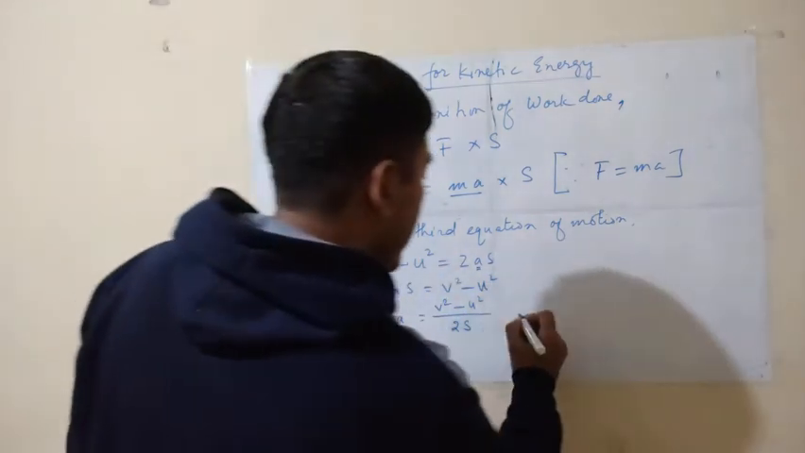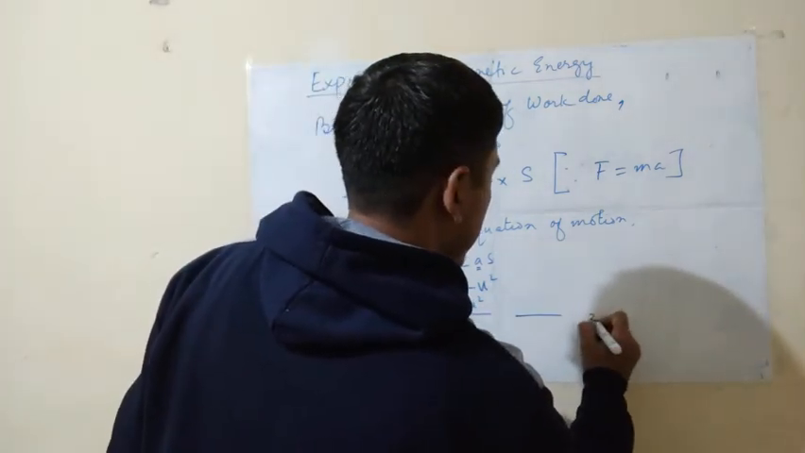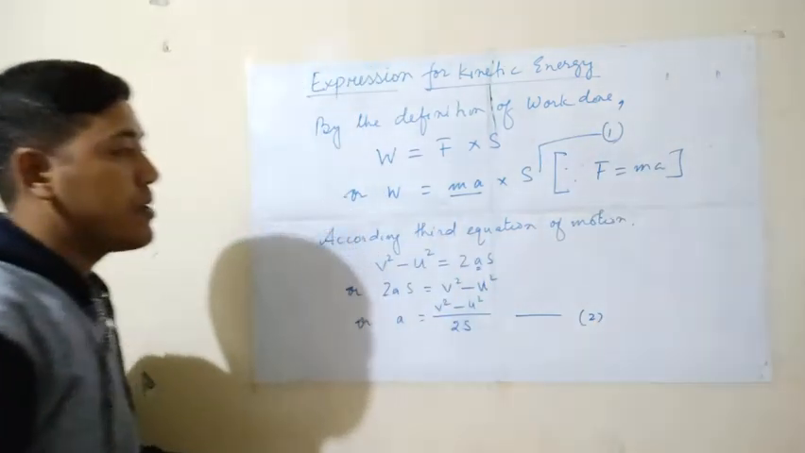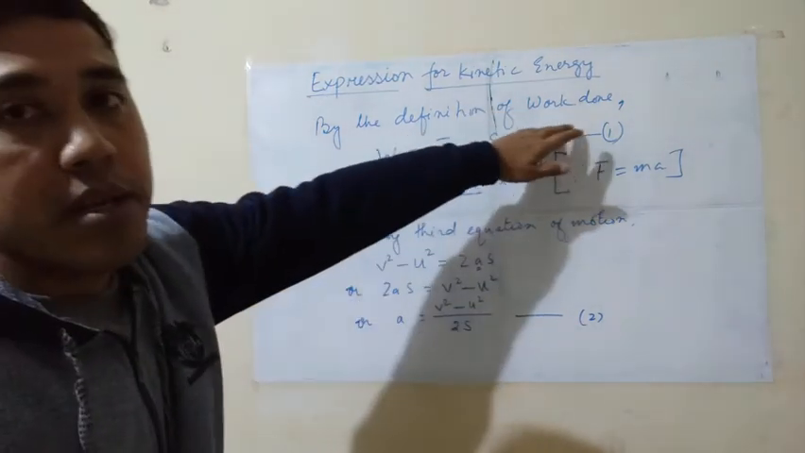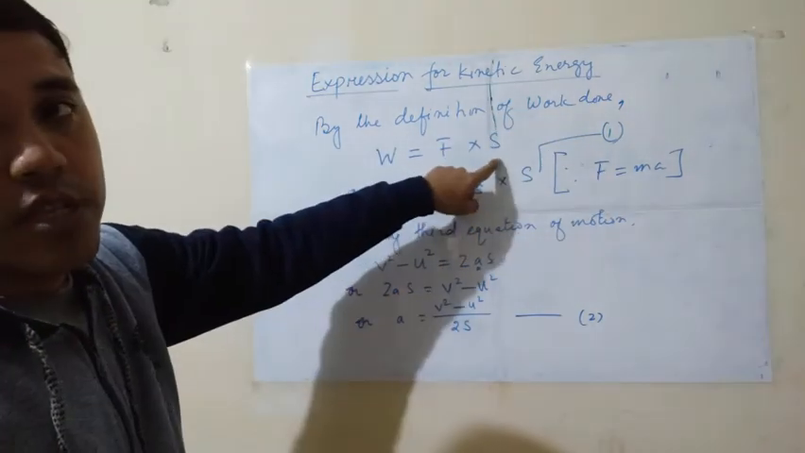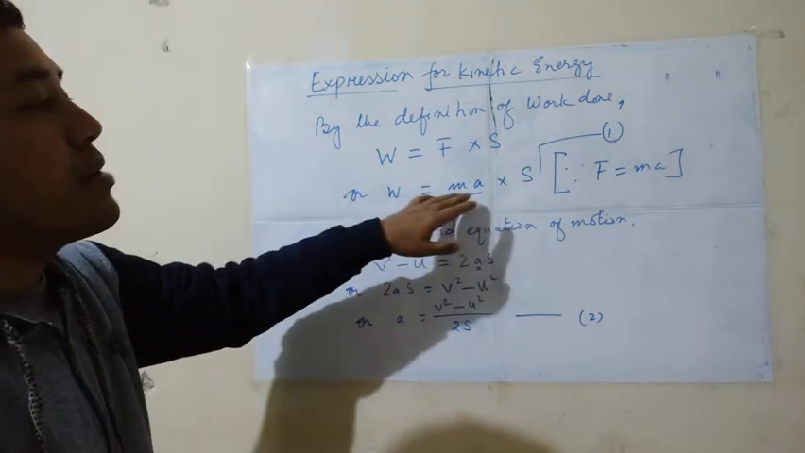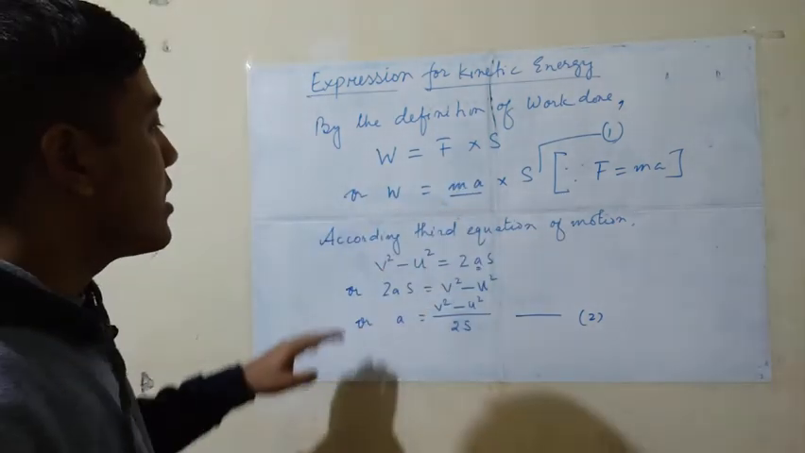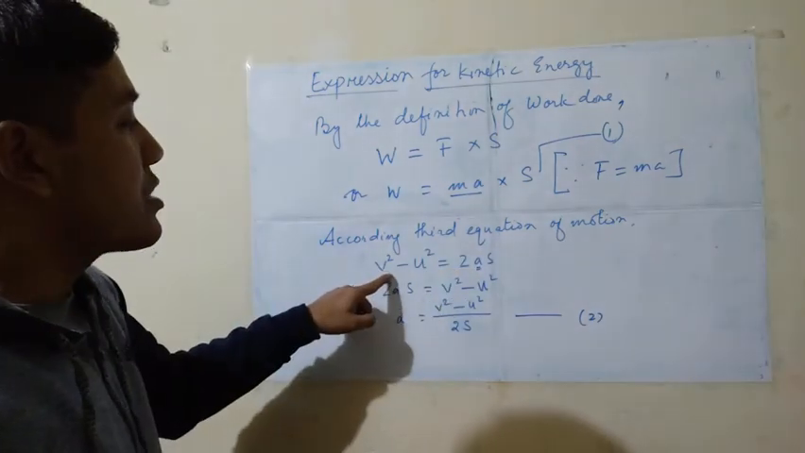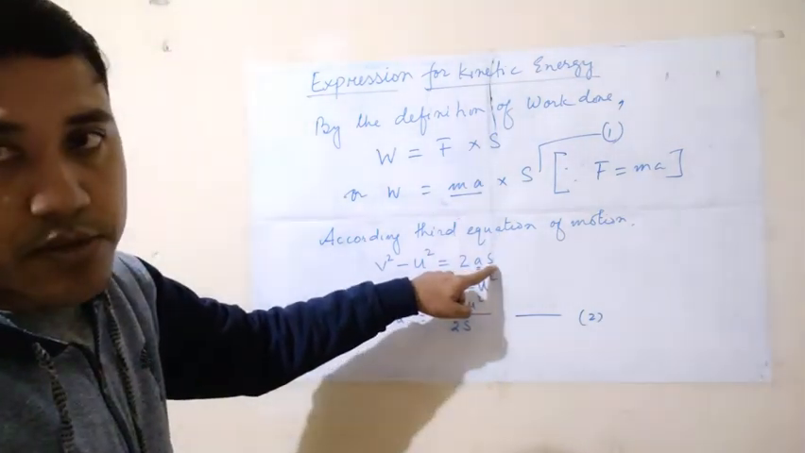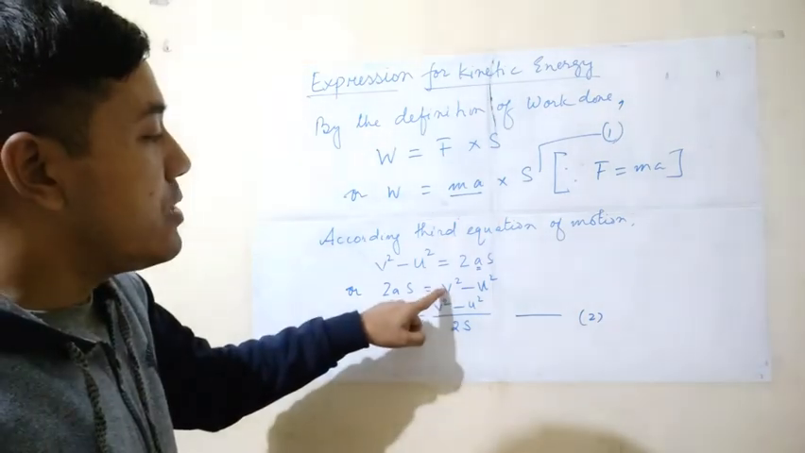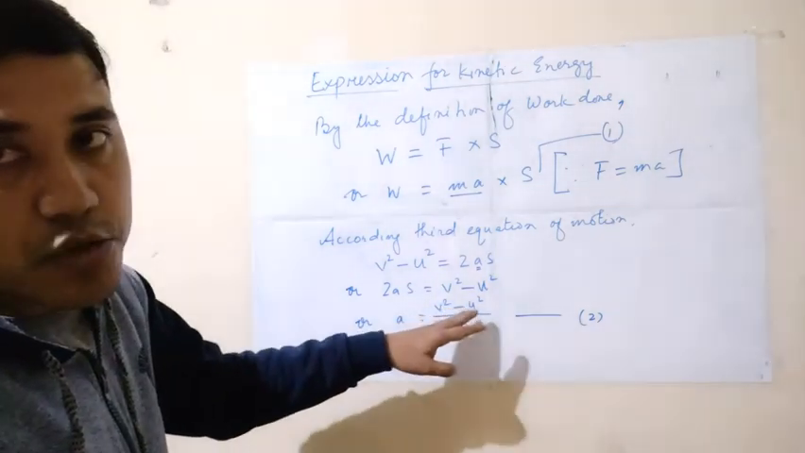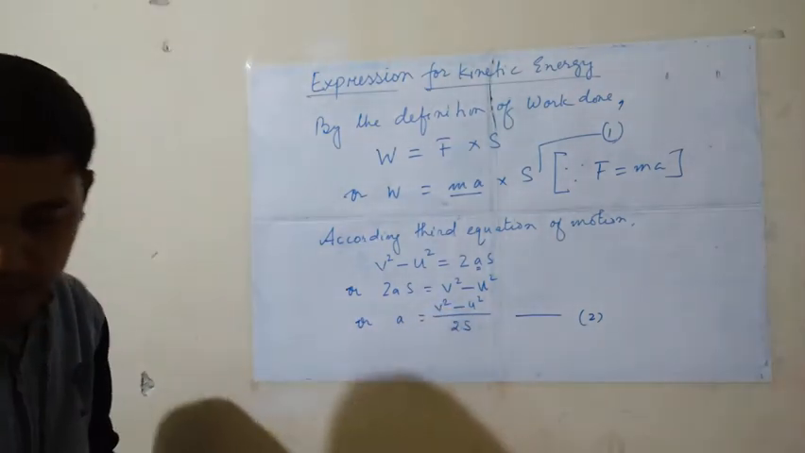Say this is equation number 2, this will be equation number 1. Please copy down. According to the definition, work done is equal to force into displacement, or work done is equal to MA into S. Why? Because force is equal to MA. Next, according to the third equation of motion, V square minus U square is equal to 2 times AS. Now, 2AS is equal to V square minus U square, so A is equal to V square minus U square by 2 times S. Finish? Okay.